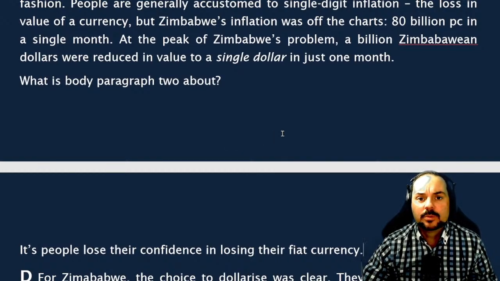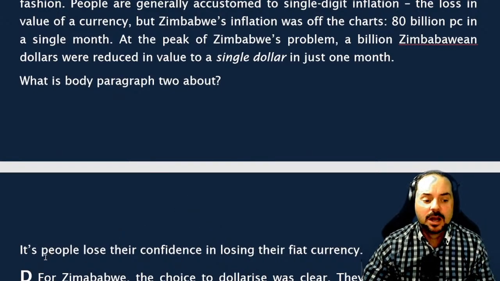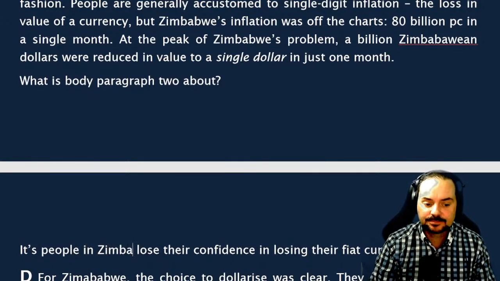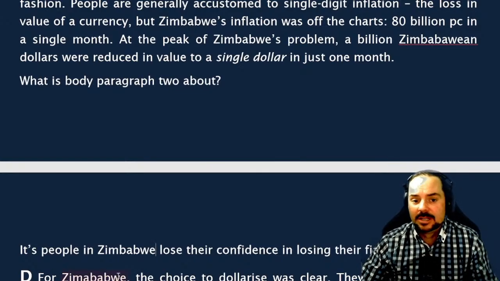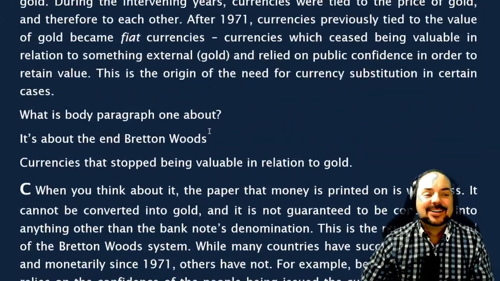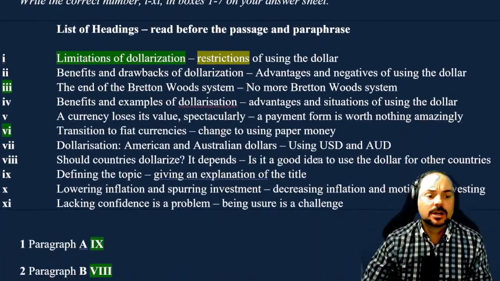Where are the people that are losing their confidence? Zimbabwe. Okay, you have to be specific, right? Because not everybody lost it, right? So it's people in Zimbabwe. So you have to be careful because we didn't talk about everybody losing it. That would be, we'd all be in cryptocurrency. Okay, so that's an important point there.